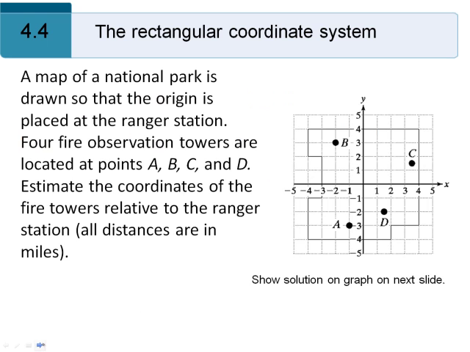All right, so this one says, a map of a national park is drawn so that the origin is placed at the ranger station. 4 fire observation towers are located at points A, B, C, and D.